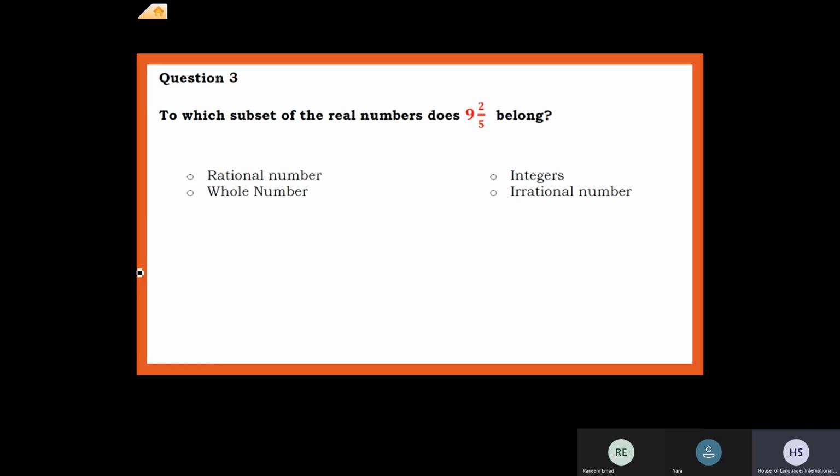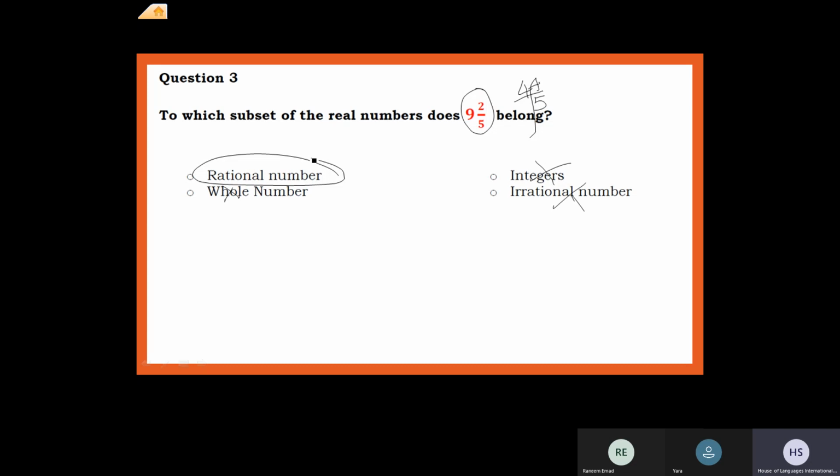Like this, the questions will come. I will give you more examples, more questions like this. You have to be very accurate. Here, what do we have? 9 and 2 over 5. Is it irrational number? No, because here, as you see, it is 47 over 5. Is it integer? No, because I told you the integer must be not decimal, not fraction. Is it whole? No. Is it rational? So the answer is rational.